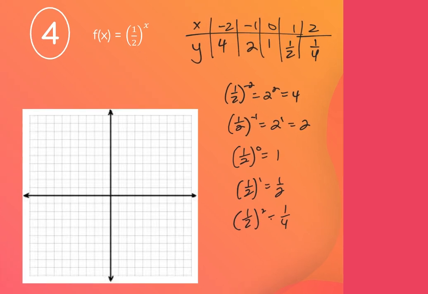Then I go to my graph. -2, 4, -1, 2, 0, 1, 1, 1/2, 2, 1/4. If I had kept going, it's just going to get smaller and smaller and smaller as I go, because there's a horizontal asymptote still at 0. And now my curve decreases. It falls from the left to the right.